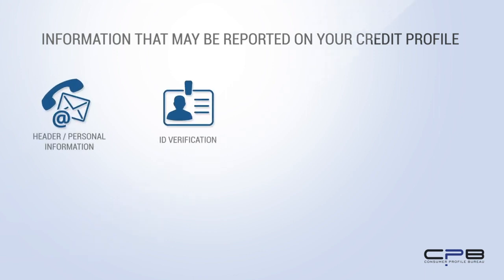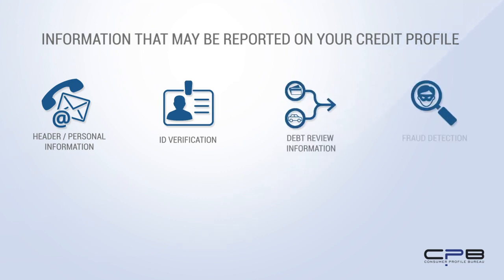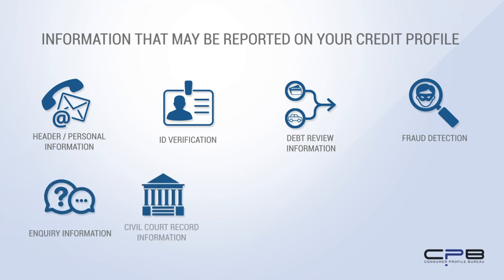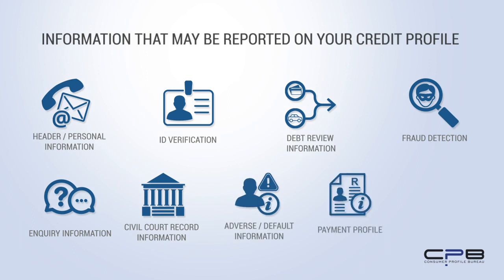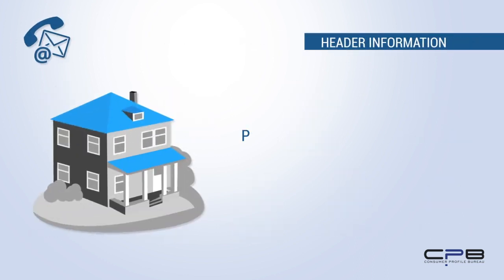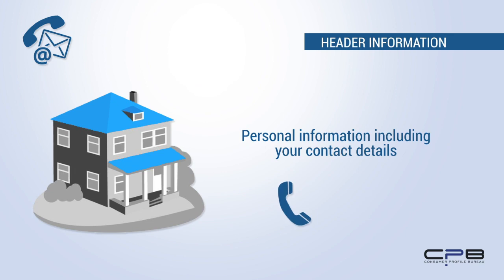The following information may be reported on your credit profile: header or personal information, ID verification, debt review or restructure information, fraud detection, inquiry information, civil court record information, adverse or default information, payment profile, and bureau score. The header information is your personal information, which includes your contact details.